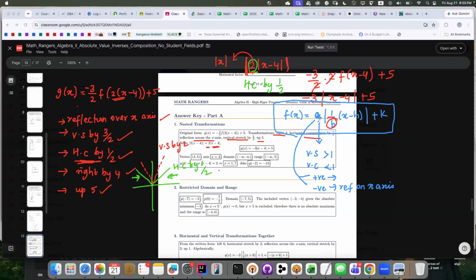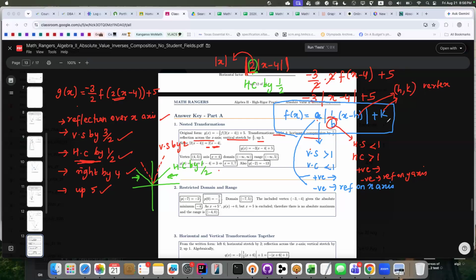So now do you understand the general formula? A tells you about the vertical stretch or compression. Then positive or negative tells you reflection on the x-axis. B tells you horizontal stretch or horizontal compression, with the opposite rule for greater than 1 and less than 1. Positive means nothing. Negative means reflection on the y-axis. And here h comma k is your vertex.